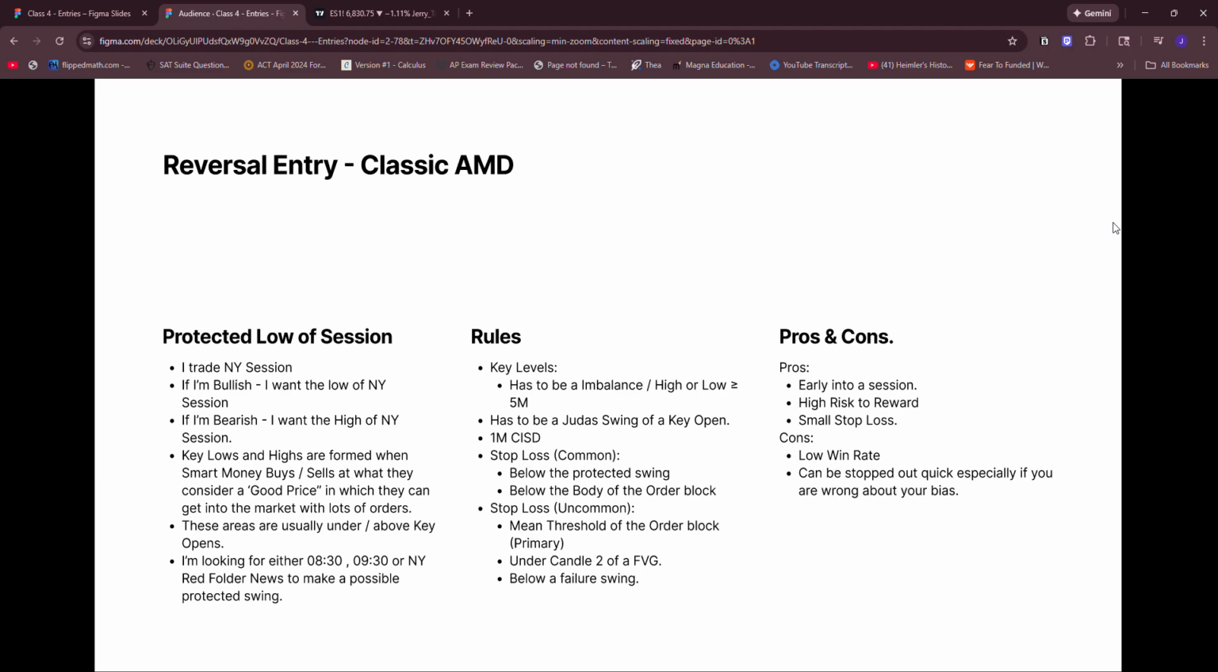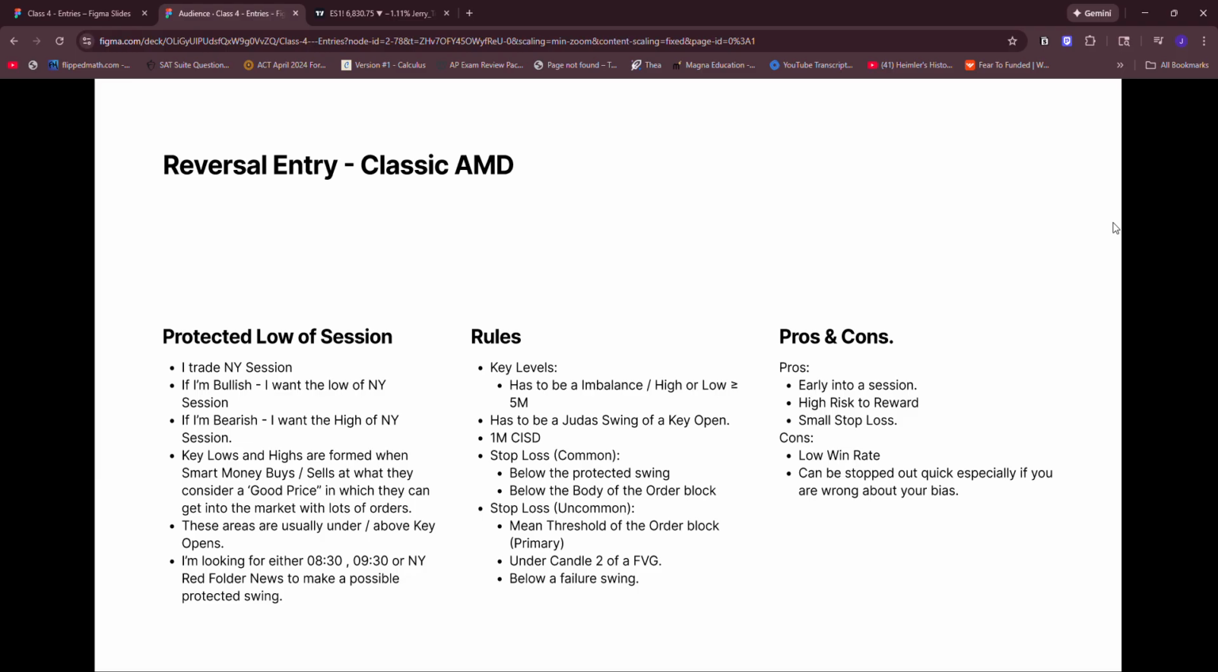or equal to. So if you do the 5 minute, the 15 minute, the 30 minute, the 1 hour, the 4 hour, the daily, the weekly, right? It can be all those. Has to be a Judas swing of the key open, right? Because that's where smart money wants to come into play. So key opens, right? 8:30, New York kill zone open.